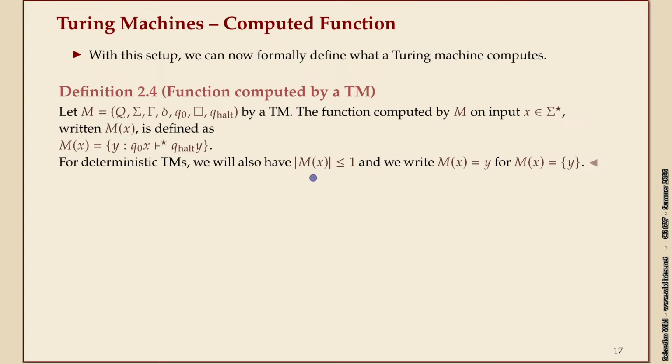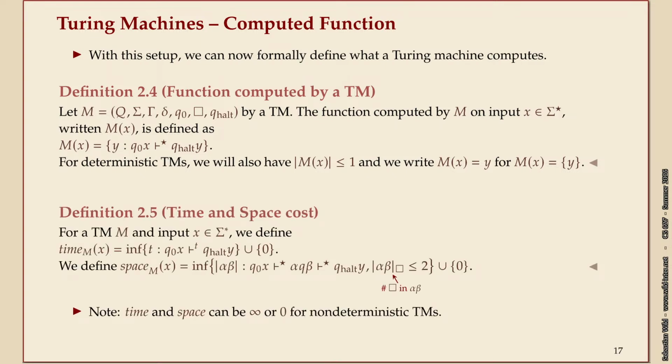If that's the case, if we have a deterministic machine, we'll just write it as a function and be a bit sloppy with the set notation. If we know that there's a single element in the set, we'll just write it like that. For a non-deterministic machine, it could be that there's several computations and they produce different outputs. For now, we'll accept that. Okay.